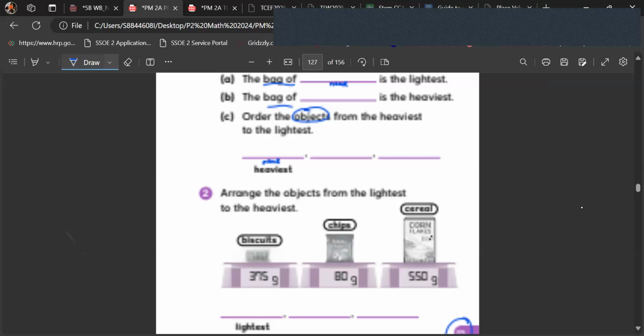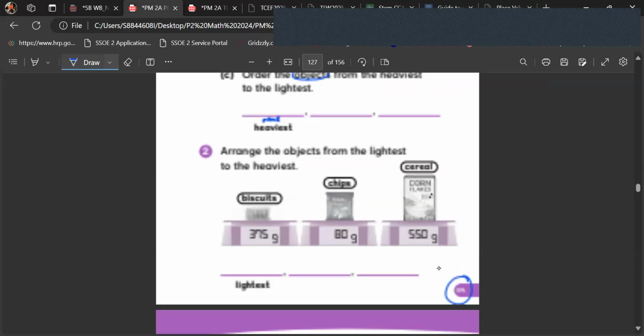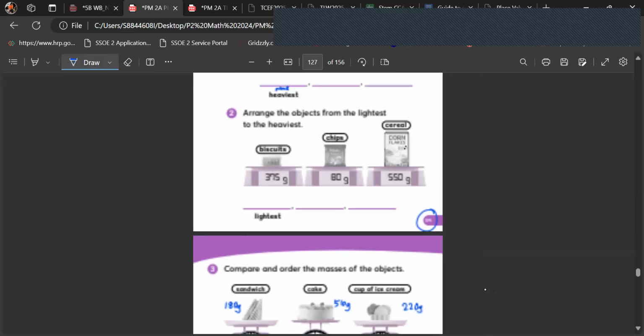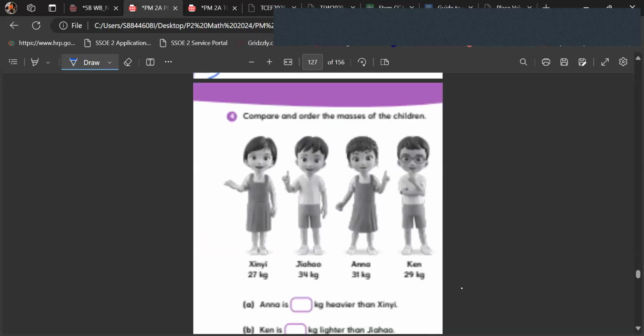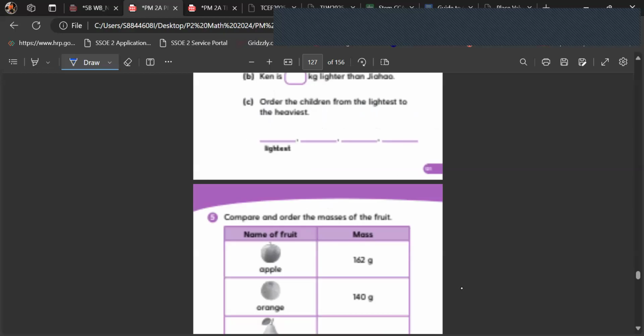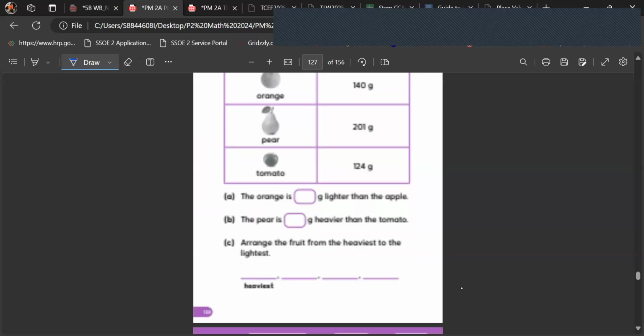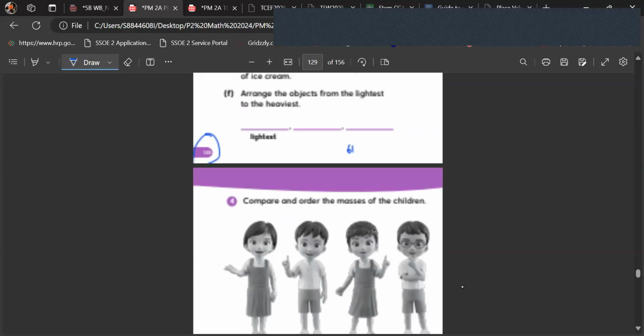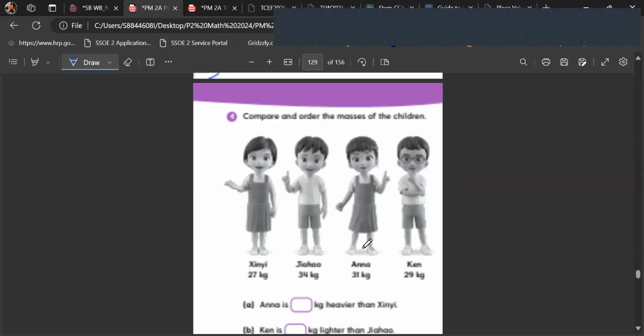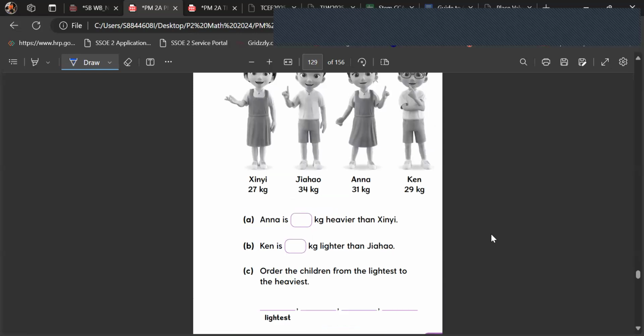Okay, very good. Then, in that case, I will not go through the answers. I will take a look at your work when you are marking, okay? How about the next page? Page 121. The children here. Compare and order the masses of the children. This is a new page. This was not homework. Shall we take a look at this one now?